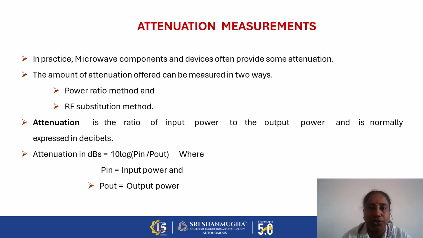And next one, attenuation method. For attenuation measurements, there are two types of attenuation method. First one, power ratio method, and next one, RF substitution method. I already discussed attenuation.